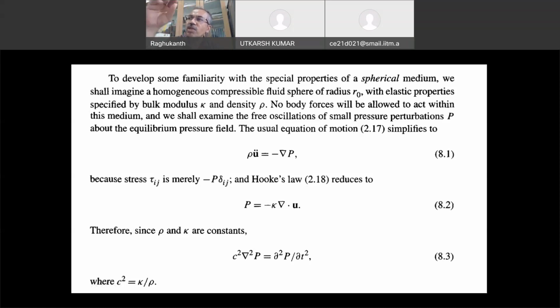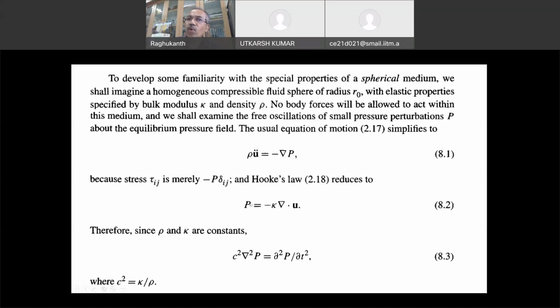And you substitute this in your equations of equilibrium, which you have studied in your advanced structural mechanics as the fundamental equations. You will get rho u double dot is equal to minus del p. And of course, Hooke's law, that is your constitutive relations, the stress-strain relations. There also you remove the shear stresses, and wherever you have normal stresses, you replace them with p. So these are your constitutive equations.